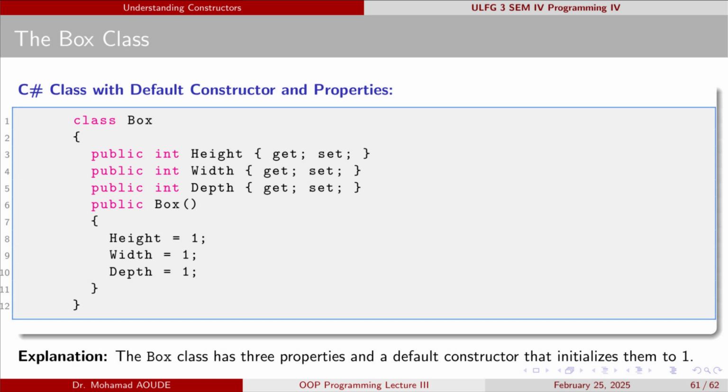The box class shows how default constructors and properties work together. If no values are provided, the box is initialized to height, width, and depth all set to 1. Again, we see the principle. Always give objects a meaningful, safe default state.